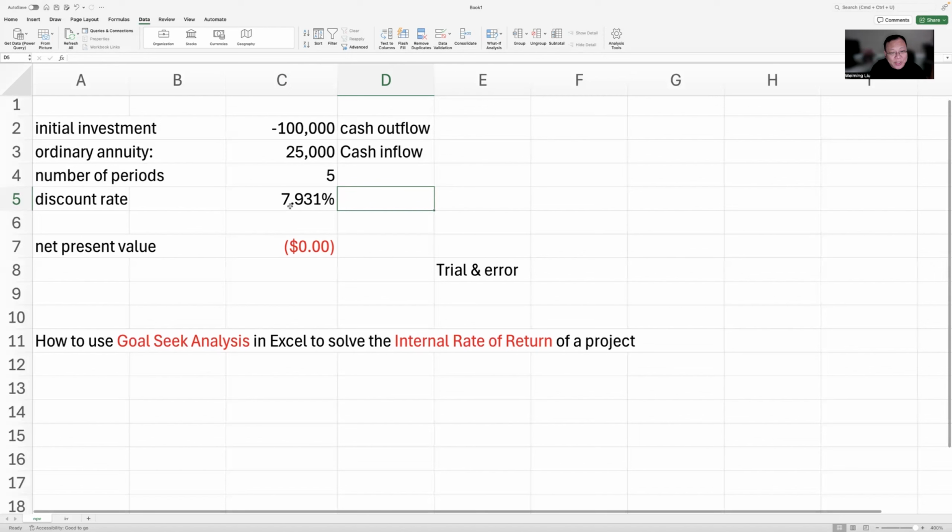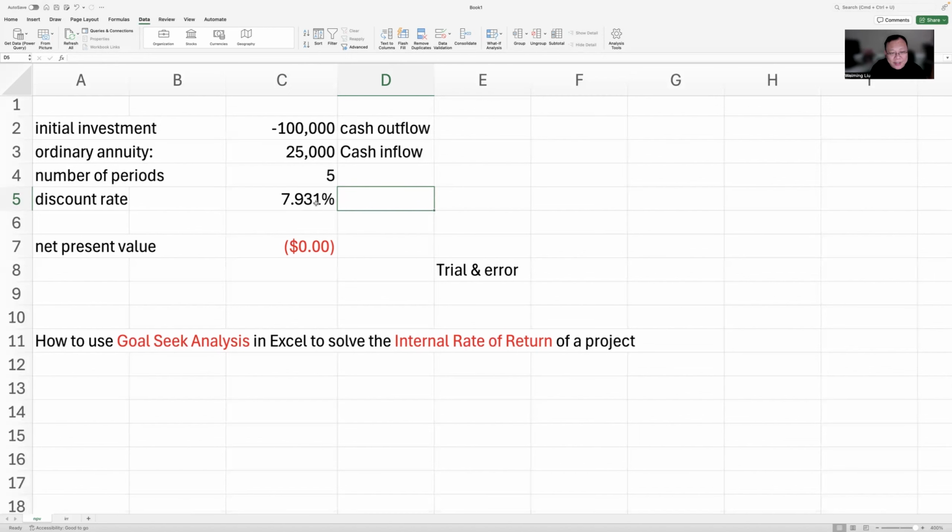So when the discount rate is 7.931, you have a net present value equal to 0. So therefore, I know my internal rate of return for this project is 7.931%. Okay, so I hope you find this helpful.